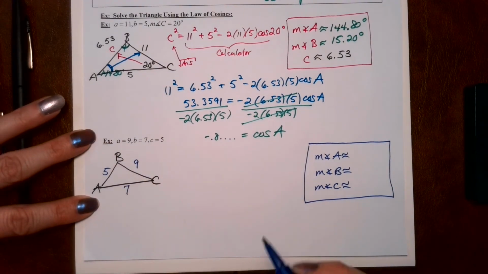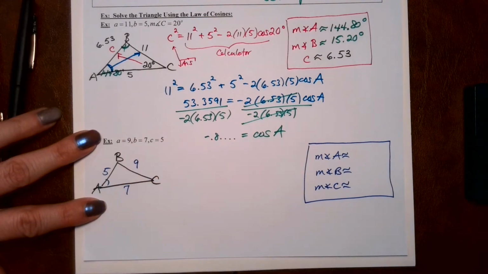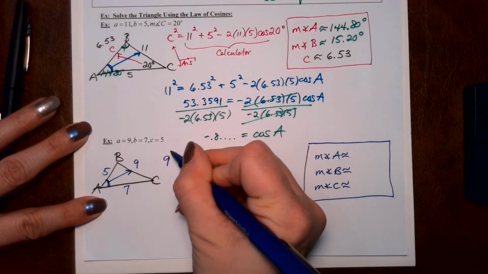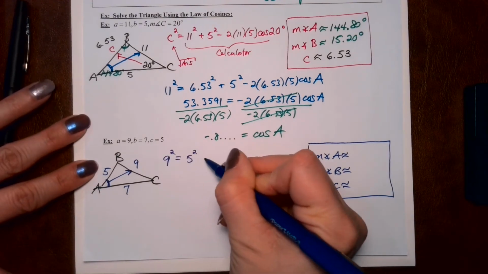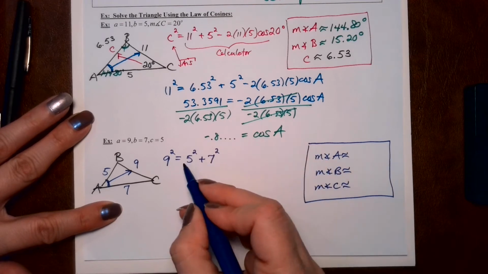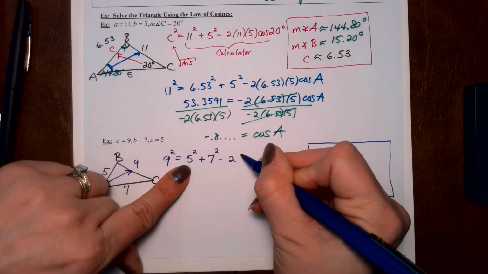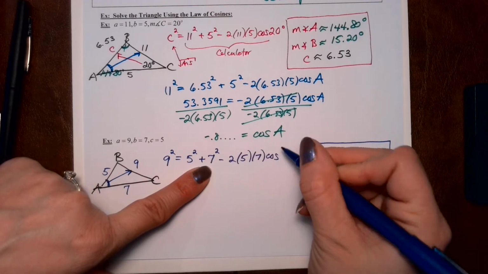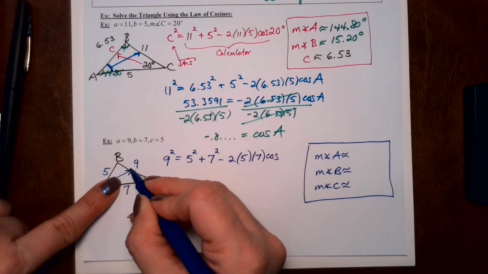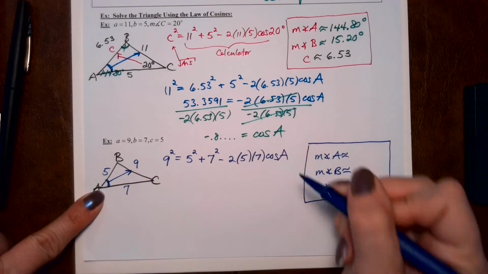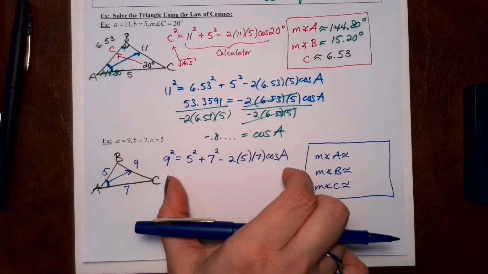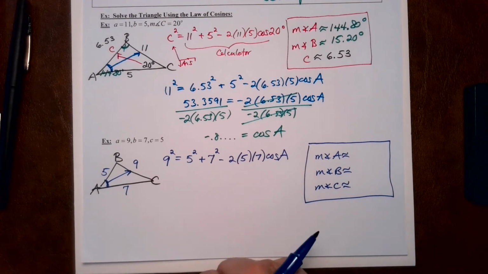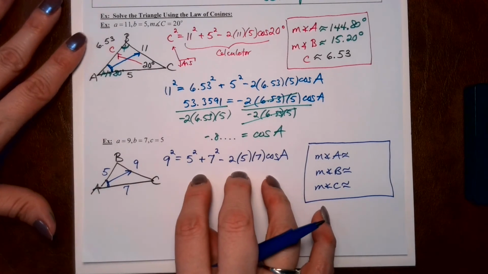So we're going to go for an angle. Let's just go for angle A first. If this is the angle we're going for, we're going to start with side 9. 9 squared equals 5 squared plus 7 squared, one of each, and then minus 2 times 5 times 7 times cosine of angle A. And of course, this is the law of cosines. This is all I really need to see on the paper. Everything from here on out is calculator. This is the setup that I need to see.